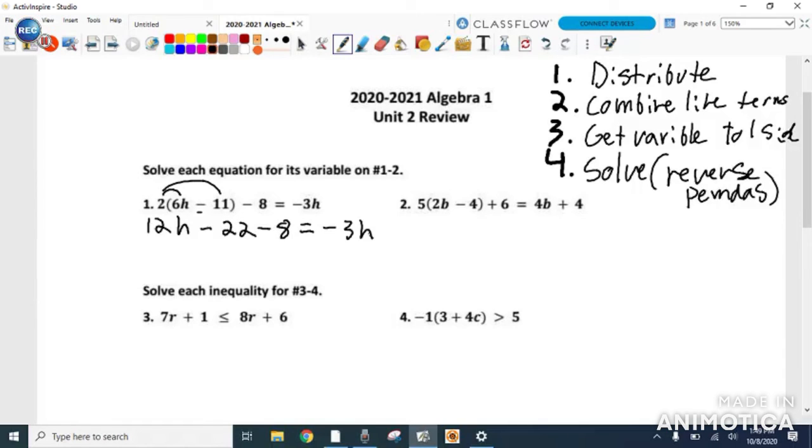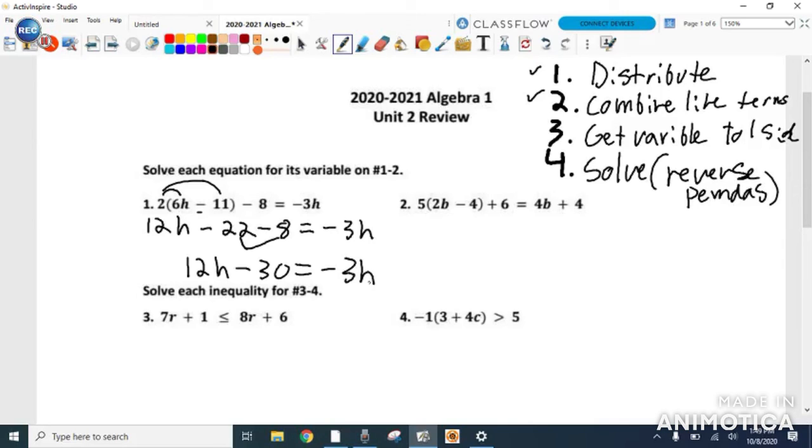Okay, so now I've distributed. Now I need to combine my like terms. Right here, I have 2 different numbers, so I can combine my negative 22 and my negative 8, and that will give me 12h. Negative 22 minus 8 is going to give me negative 30 equals minus 3h.